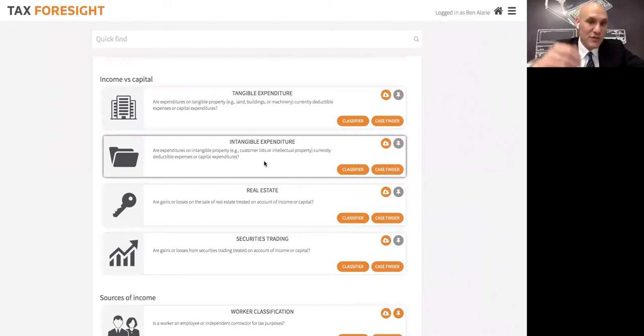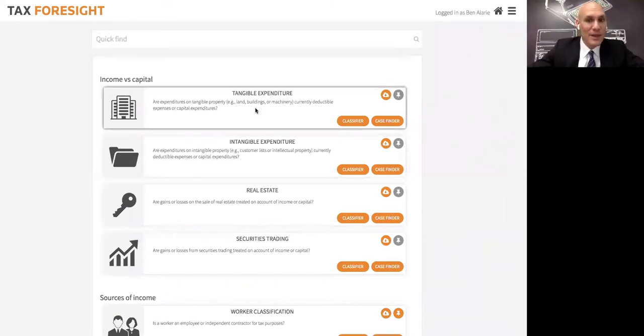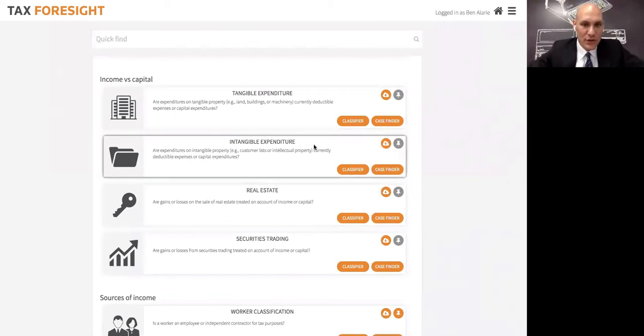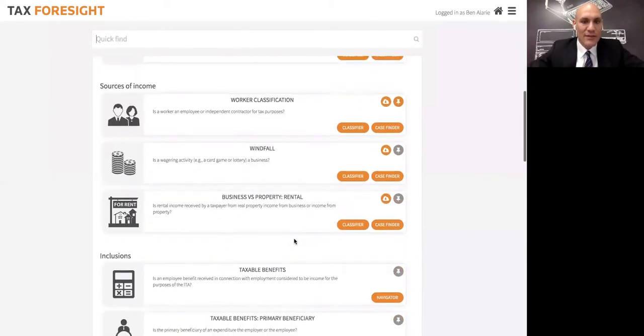Intangible expenditures. So if you're buying something like a customer list or IP, is that currently deductible or is that a capital expenditure? And then the same thing with tangible expenditures, current versus capital, for things like furniture or art or land or buildings or machinery. If you're buying something tangible, can you treat that as a current expense? And we've got classifiers and case finders for all of these income versus capital things.